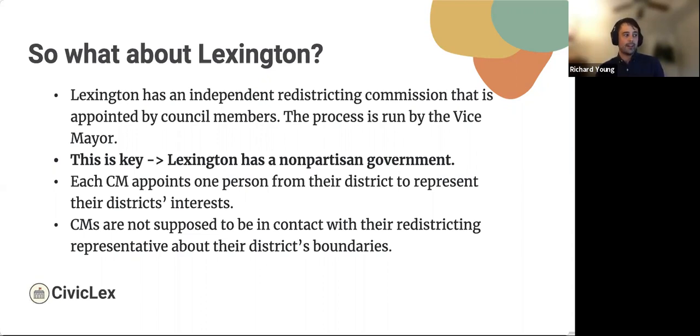So also in Lexington, as I said, each council member appoints one person from their district, and that person is really there to represent the interests of the district, not really the interests of the council person. And that's something that's also very key. There are rules, as you'll hear from our redistricting representatives, that council members are not really supposed to be talking actively with the members of the redistricting committee about what they're looking for in this process. That's really something that is discouraged in Lexington's redistricting process.